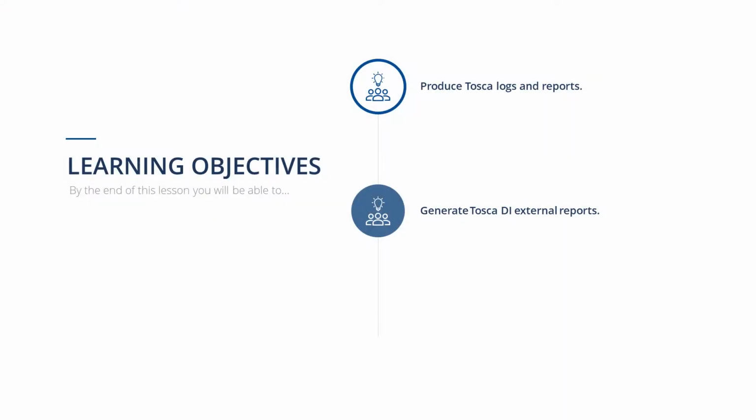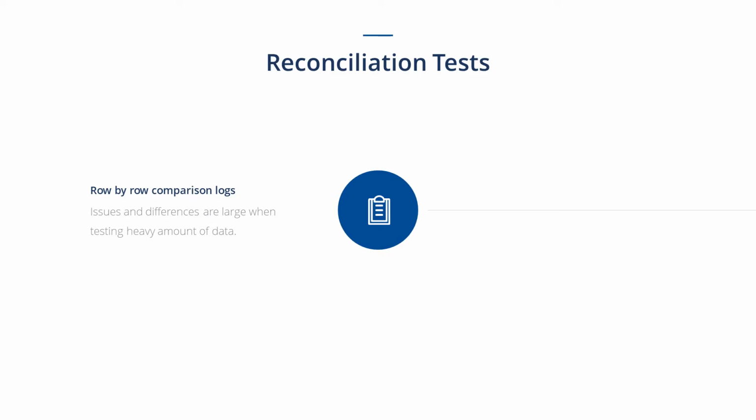In this lesson, you will learn about the logs and reports stored within Tosca and the external reports created by Tosca DI. Row-by-row comparison logs and reports can be very large when issues and differences are found. This can be difficult to read using the standard Tosca logs and when viewing the expected and actual results.